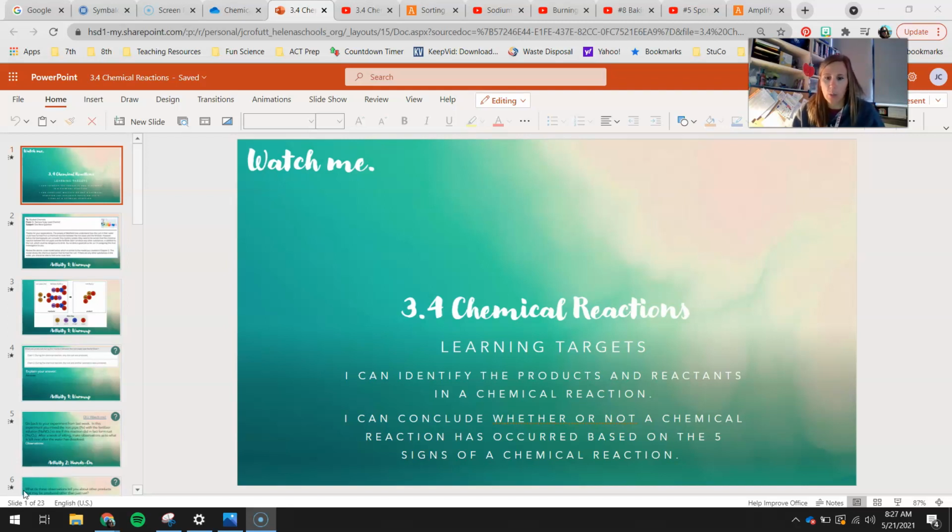And then I can conclude whether or not a chemical reaction has occurred based on the 5 signs of a chemical reaction. So earlier in this unit, we talked about chemical versus physical change. But now we're going to put some actual identifiers on chemical change to identify, have we actually created a new substance? How do we know?